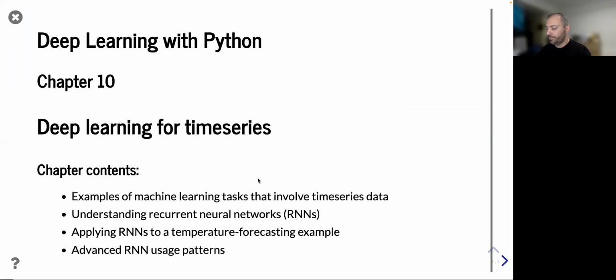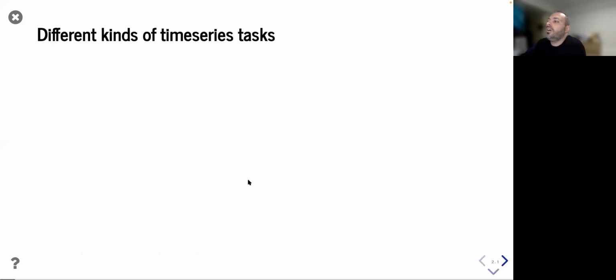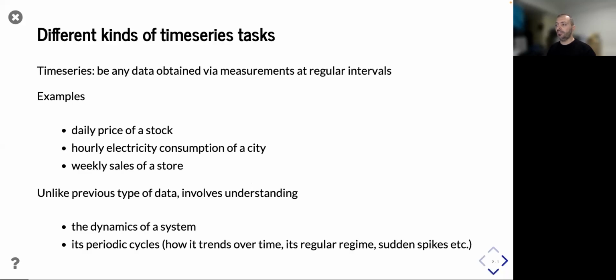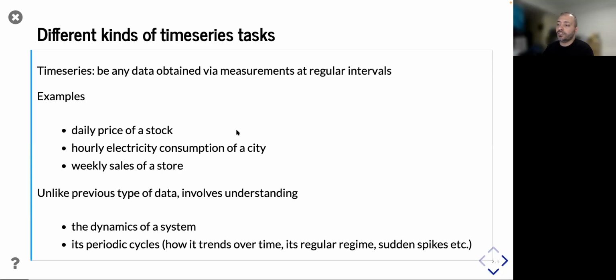and move on. First of all, what is time series? What are some time series tasks? Some examples. When we're talking about time series, we are talking about data that are obtained via measurements at regular intervals. Some examples of such data are, for example, the daily price of a stock at the stock market, or it could be the hourly electricity consumption for a specific city. It could be the weekly sales of a store.